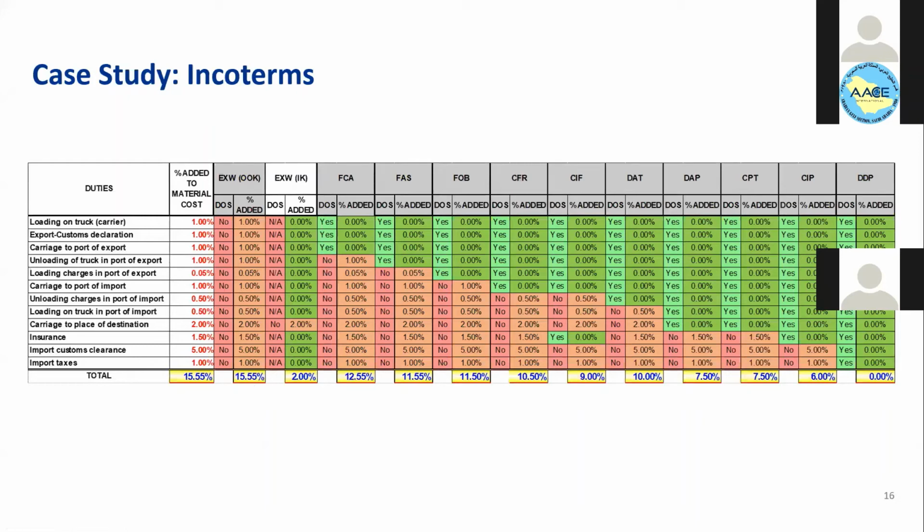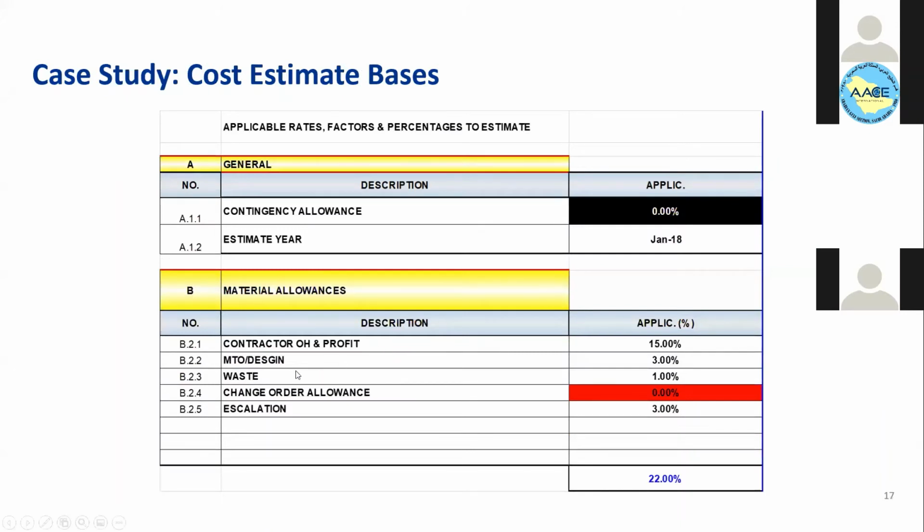And after you add the Incoterms, you will add allowances involving the profit and the design, because those quantities are provided to the estimator as a net quantity. So you have to add 1% for waste, for MTO and design, plus 3% for escalation, and you will add a percentage for contingency and pro-rate. Pro-rate: you are developing the estimate now, let's say in 2022, but the construction will be in 2024, 2 years later. So you have to pro-factor your prices to be valid during that time.